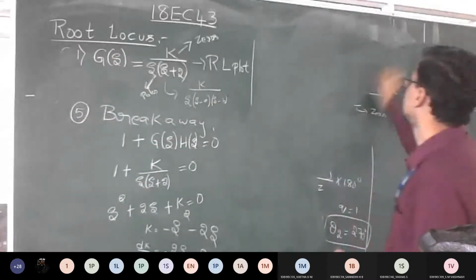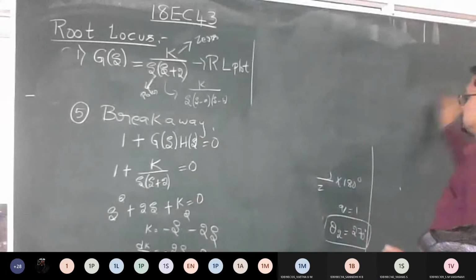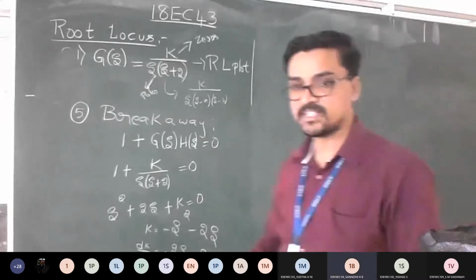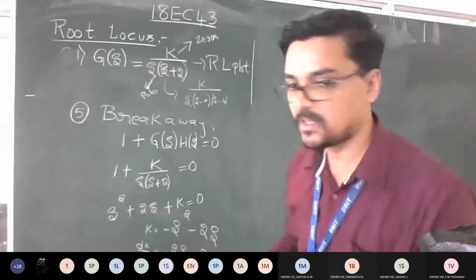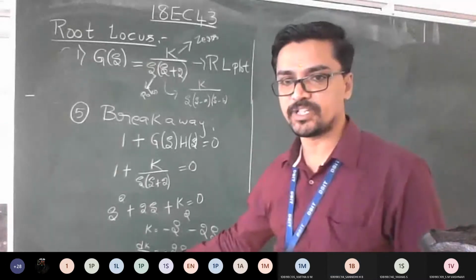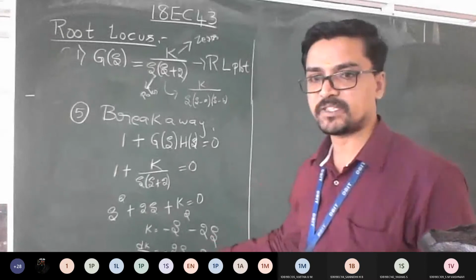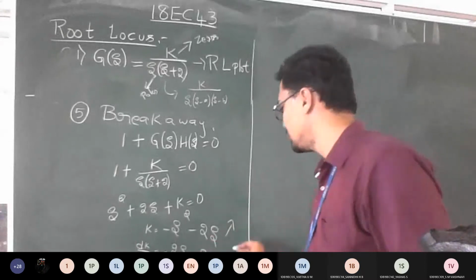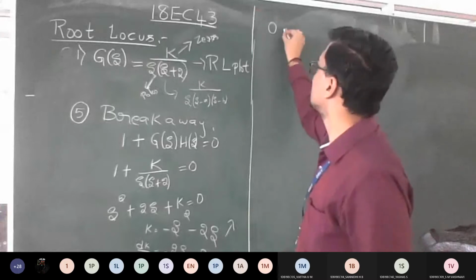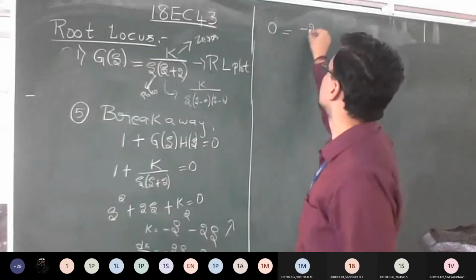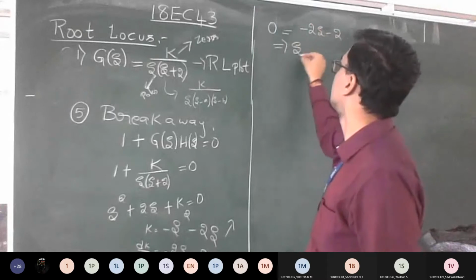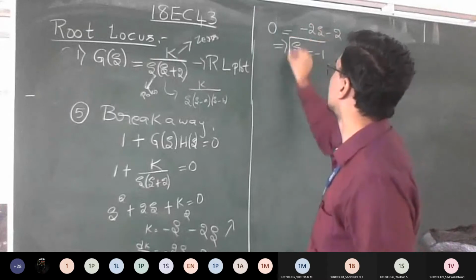How much? Answer for s? What is the s value here? Minus 1. So after equating dk by ds to 0 and comparing with the RHS, dk by ds equal to 0 gives minus 2s minus 2. So from this you got a breakaway point also at minus 1.